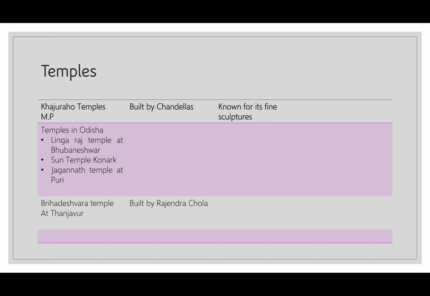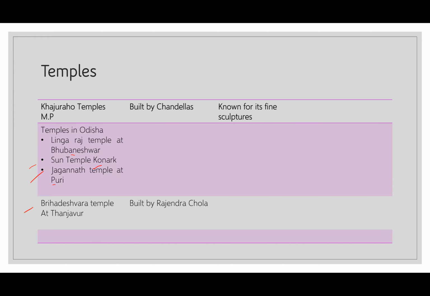Then they've also talked about the temples in Odisha. Now 3 temples have been talked about in Odisha. They had given you the places, Bhubaneswar, Konark and Puri. So in Puri we have the Jagannath temple, at Konark we have the Sun temple, at Bhubaneswar we have the Lingaraj temple, right? So these temples are important. They were the temples in Odisha.